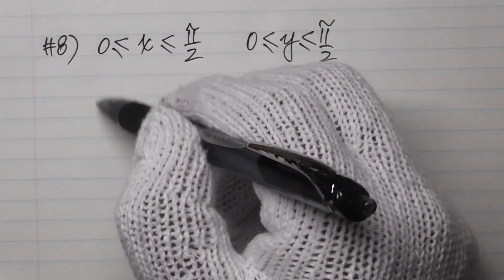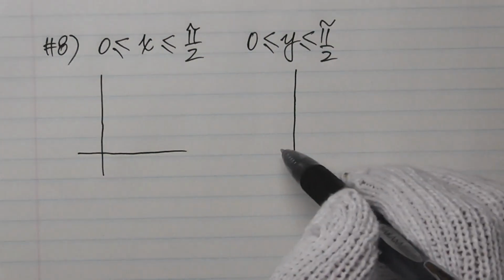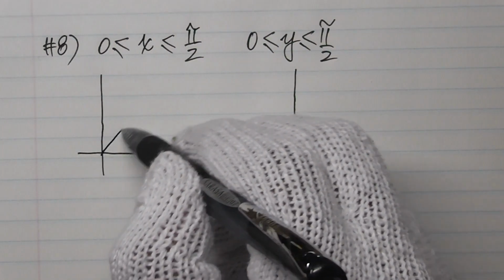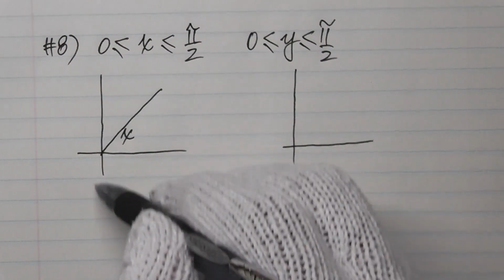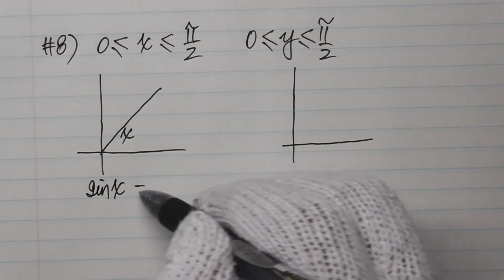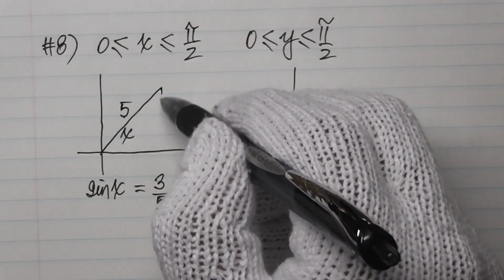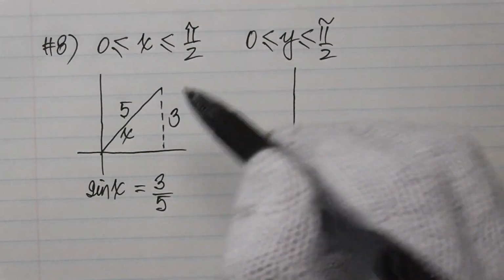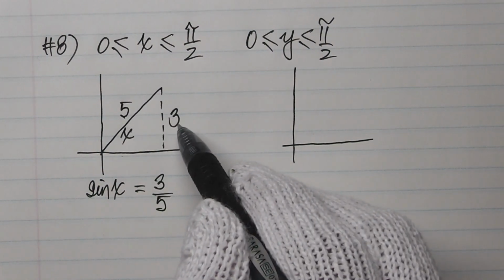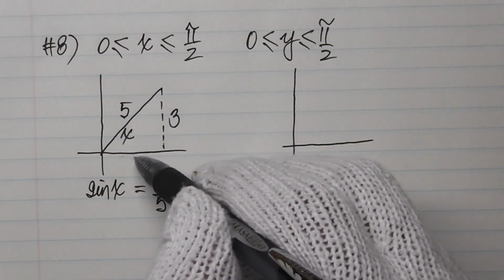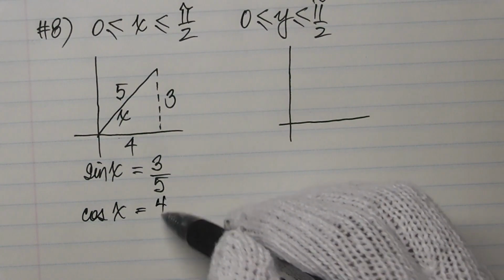So what I'd like you to do is picture the following situation. It's actually easier if you have two diagrams. So I'm going to use this for angle x. I'm going to call this x. They tell us that sine x is equal to 3 over 5, which means my radius is 5, my vertical is 3, and so my horizontal is going to be 5 squared, 25, minus 3 squared, 9. That gives us 16, and the square root of that is 4. So that tells us that cosine x is equal to 4 over 5.